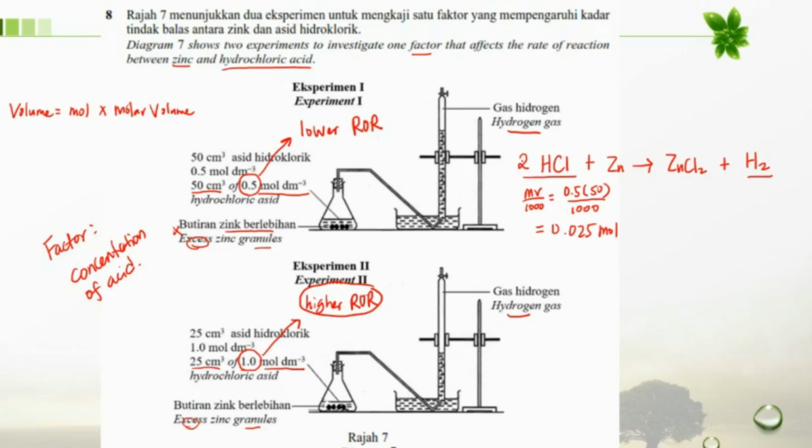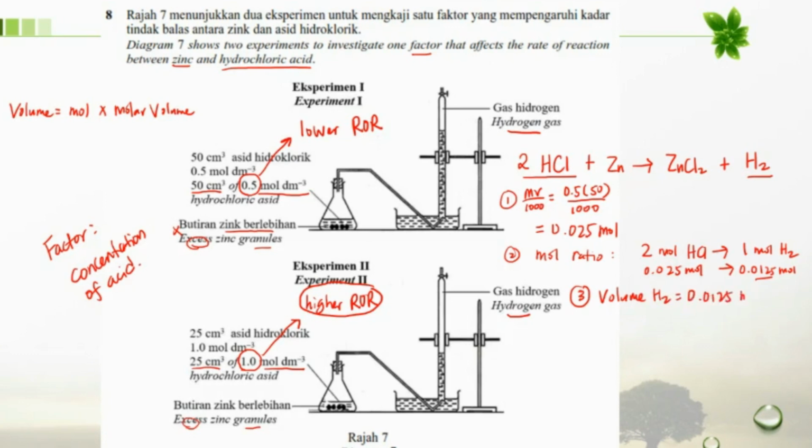Now for the volume of gas, we need to compare the acid with the hydrogen gas. This one is 2, this one is 1, so we do the mole ratio. 2 mole of hydrochloric acid produces 1 mole of hydrogen gas. Then how about this 0.025 mole of hydrochloric acid? 2 to 1 means half, so this one becomes divided by 2, 0.0125 mole.